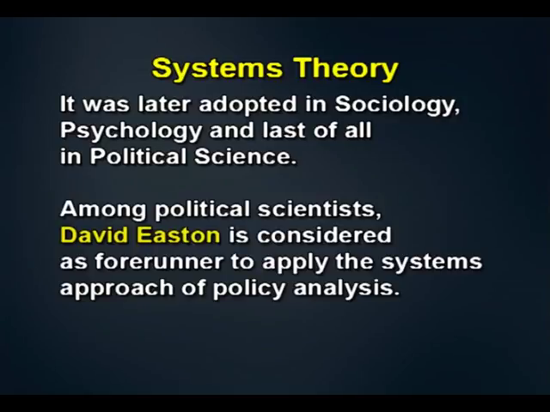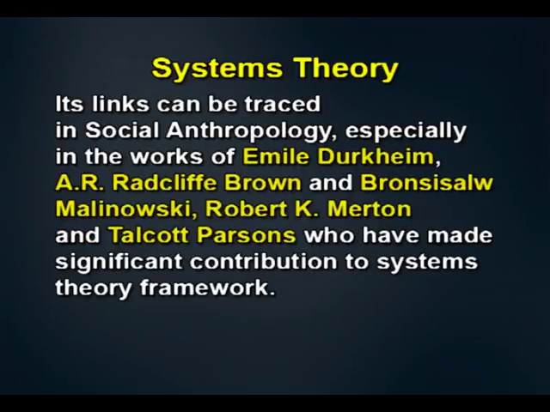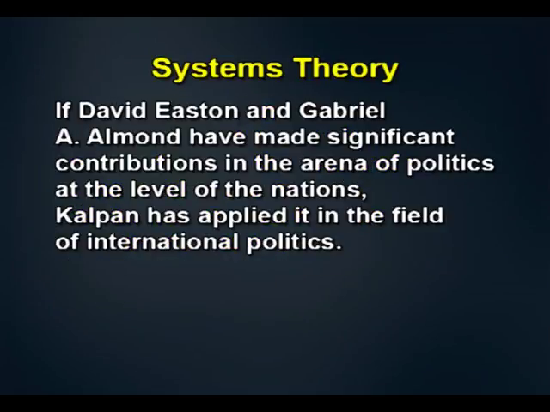Among political scientists, David Easton is considered the forerunner to apply the systems approach to policy analysis. Its links can be traced in social anthropology, especially in the works of Emile Durkheim, A.R. Radcliffe-Brown, and Bronislaw Malinowski, Robert K. Merton, and Talcott Parsons, who have made significant contributions to the systems theory framework. If David Easton and Gabriel A. Almond have made significant contributions in the arena of politics at the level of nations, Kaplan has applied it in the field of international politics.